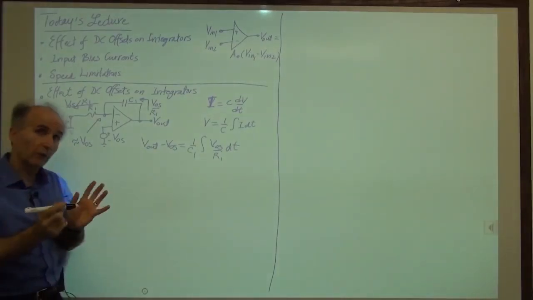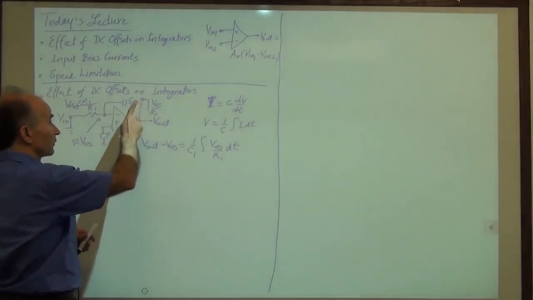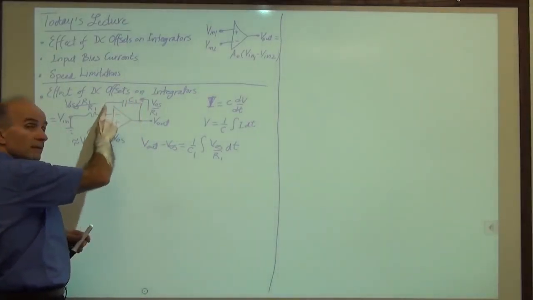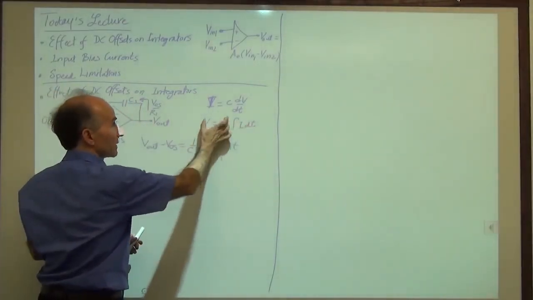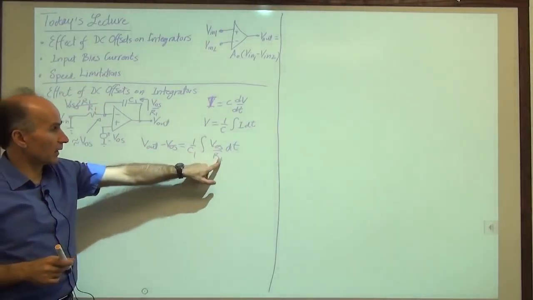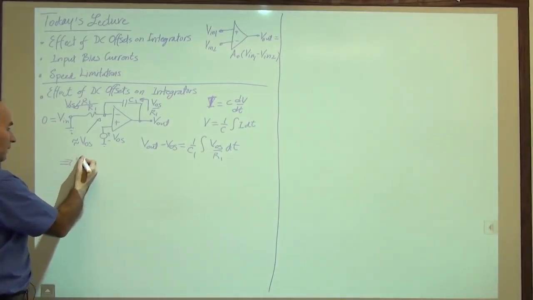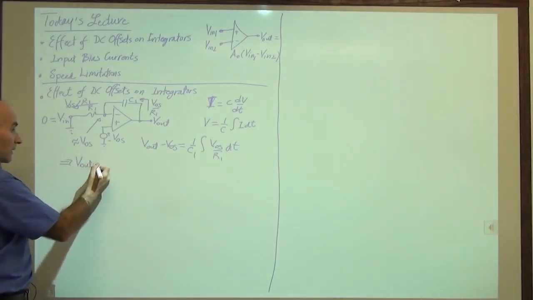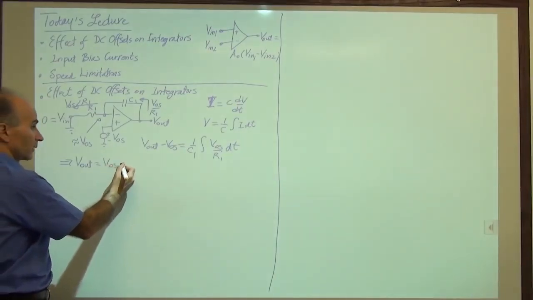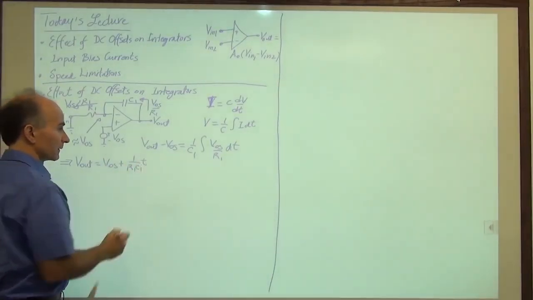Okay, we do have to be careful with the polarities here. The current is going this way, so we have to pick this voltage minus this voltage and use that in these expressions. Okay, so because VOS and R1 are constant, this reduces to V out is equal to VOS plus 1 over R1 C1 T.